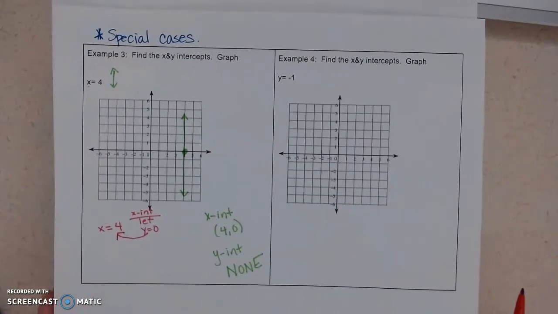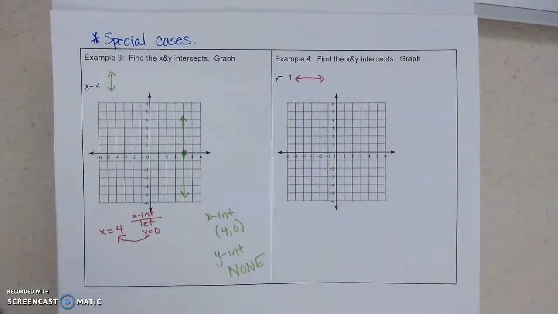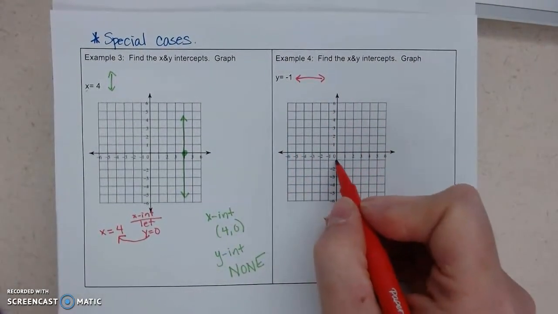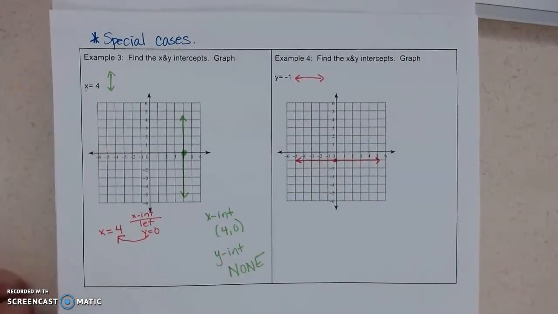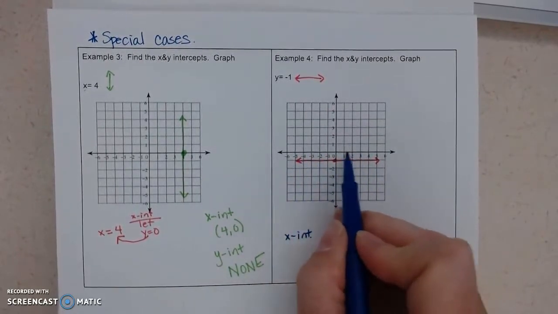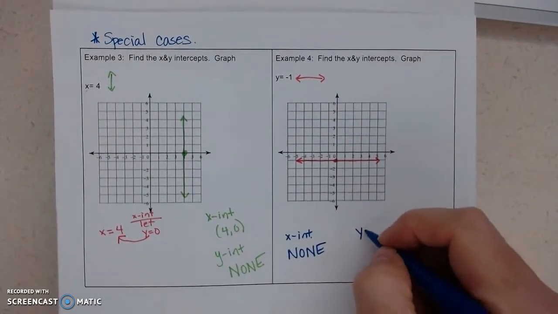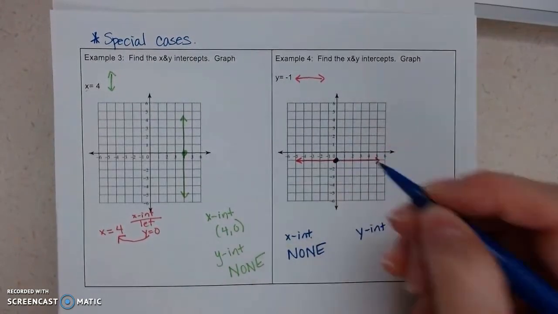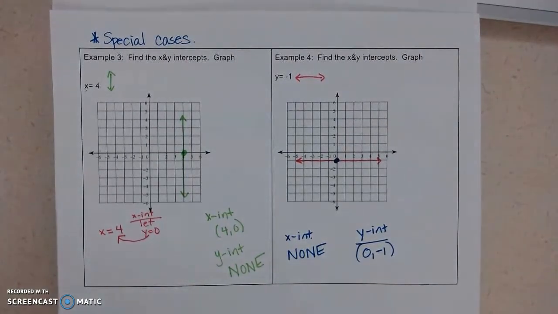Let's go to our second special case, when we just have y equals a number. So remember, that gives us a horizontal line. We're going to go to y equals -1 and sketch that line. So for our x-intercept, well, we never cross the x-axis, which means we have none. For our y-intercept, we crossed right there, which is at 0, -1. So for the two special cases, you'll need to remember them and use the graph to get your intercepts.